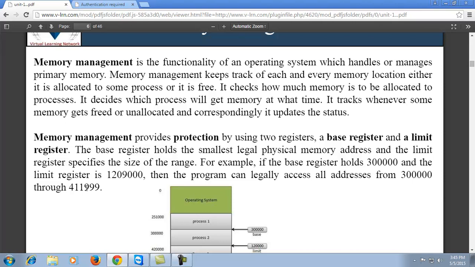Memory management provides protection by using two registers, a base register and a limit register. The base register holds the smallest legal physical memory address and the limit register specifies the size of the range. For example, if the base register holds 3 lakh and the limit register is 1,20,000, then the program can legally access all addresses from the given range.